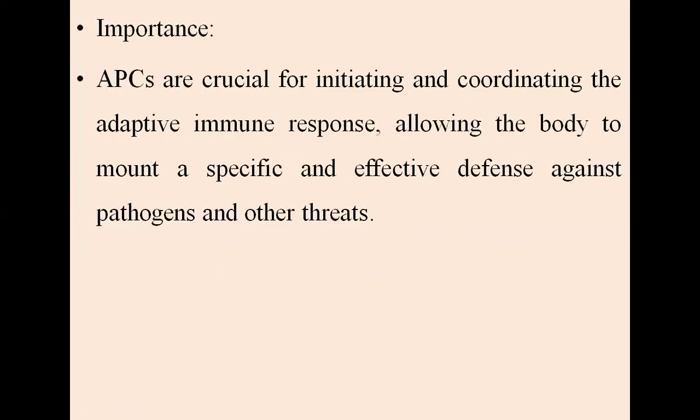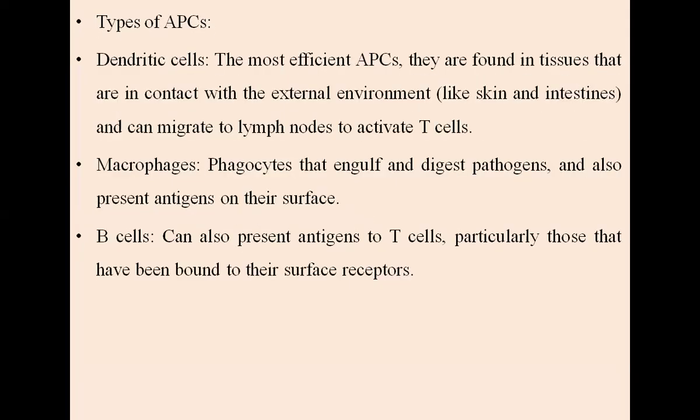And next one, the most important one, that is B cells. B cells can also present antigens to T cells, particularly those that have been bound to their surface receptors. Okay, so besides producing antibodies, B cells can also function as APCs by presenting antigens to helper T cells.